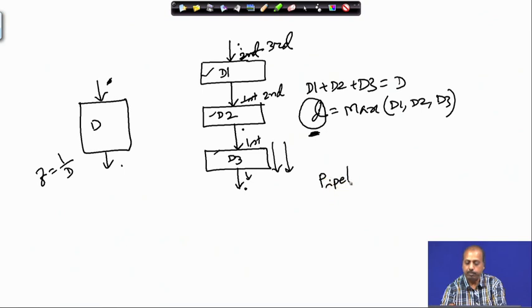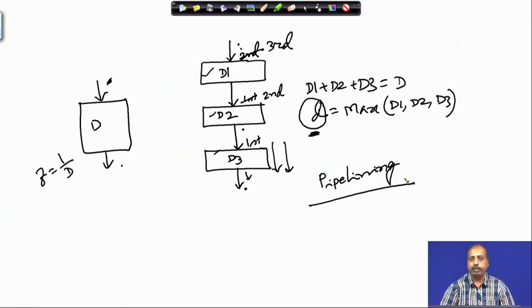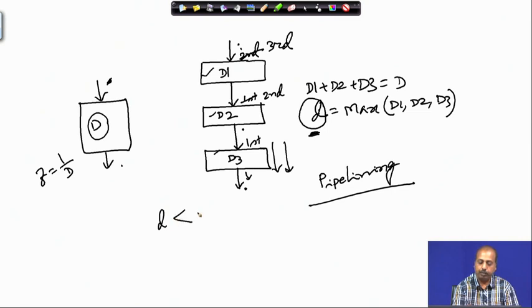Pipelining is used in different processors. We have already seen the fetch, decode, execute pipeline in instruction execution. In the case of the ARM processor, it has been used much more. Naturally, since the original functionality D has been divided into 3 steps D1, D2 and D3, the small d value is often much less than the capital D value. So I can do the processing at a much higher rate.